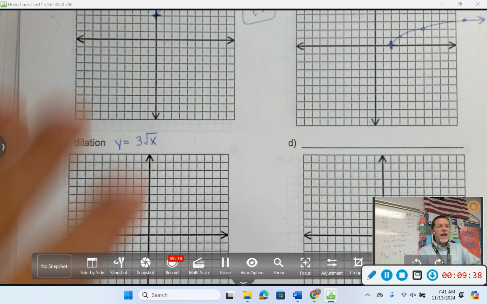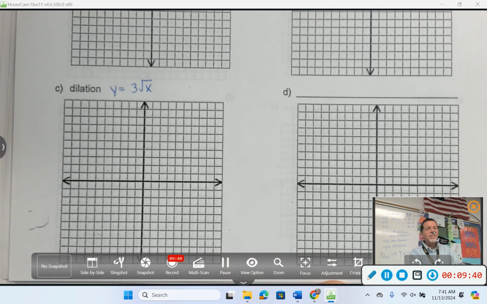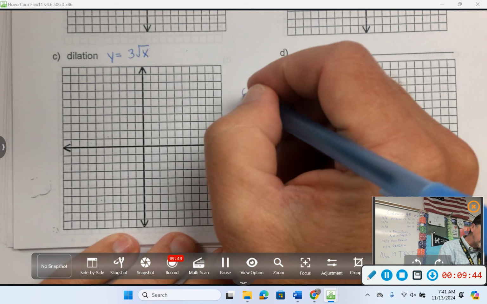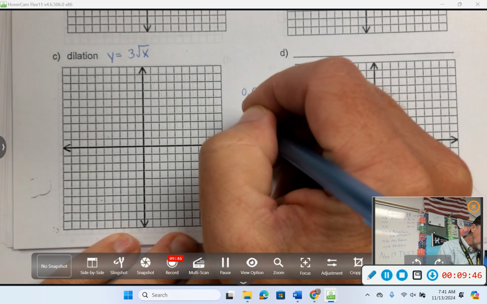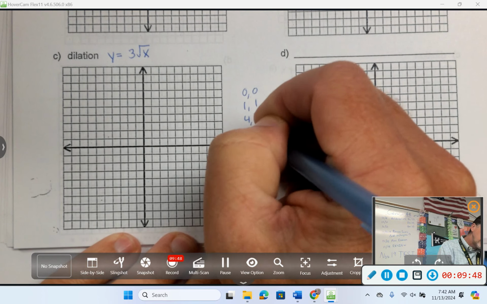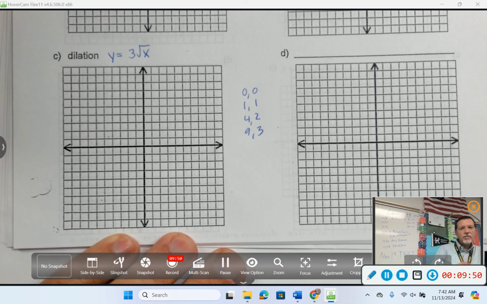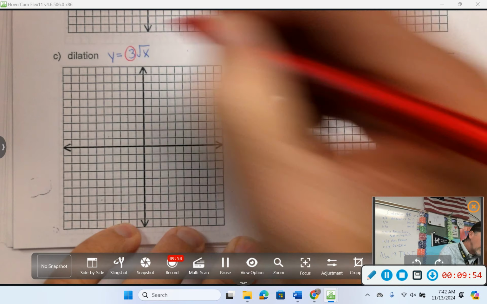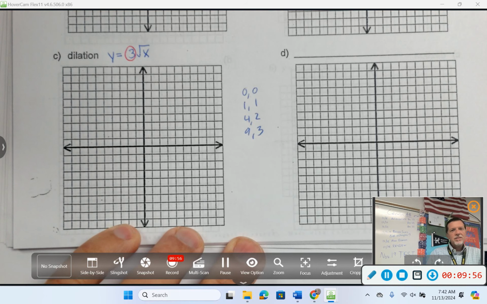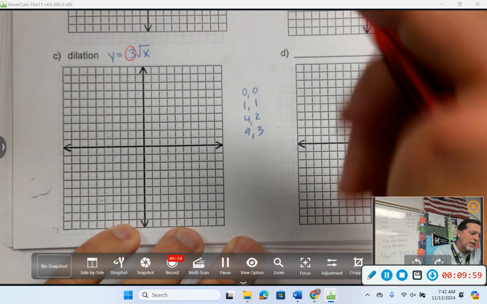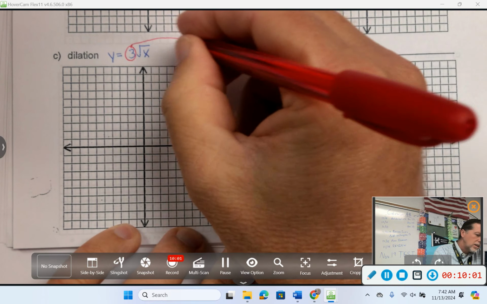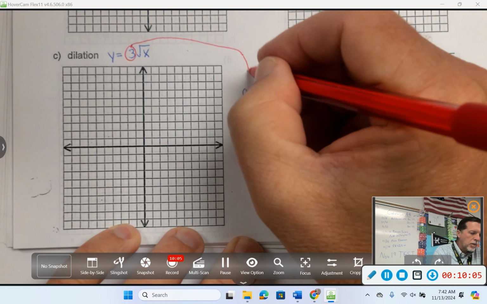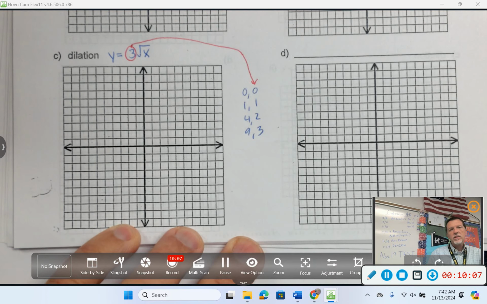Did you put a number? Yep, I should have asked. Yes, you're right. Put a number out front. So no left-right movement. So what do I do with that 3 out front? The same thing we used to do with 3 out front. When I'm looking at my table, how does that 3 affect my table? Which set of numbers? The y's. Multiply the y's by 3, that'll stretch it out.